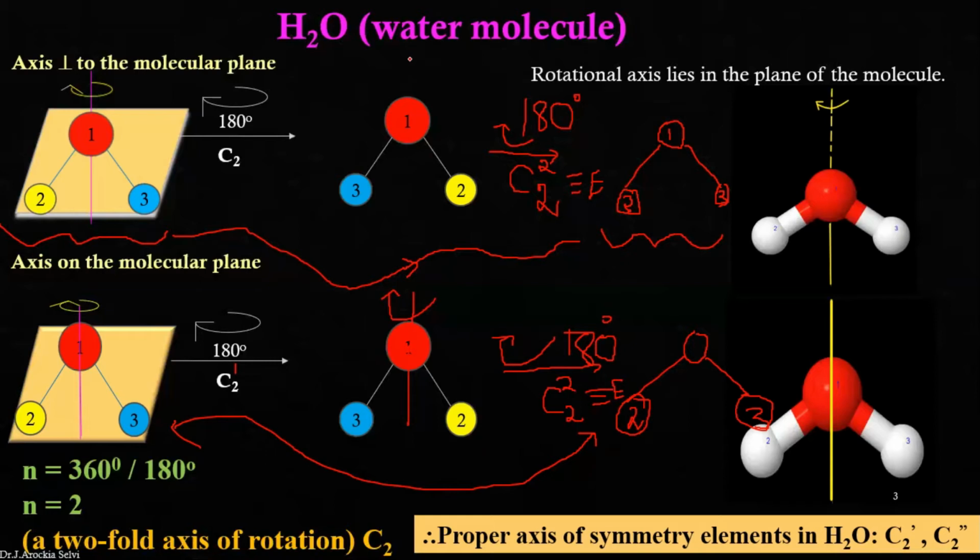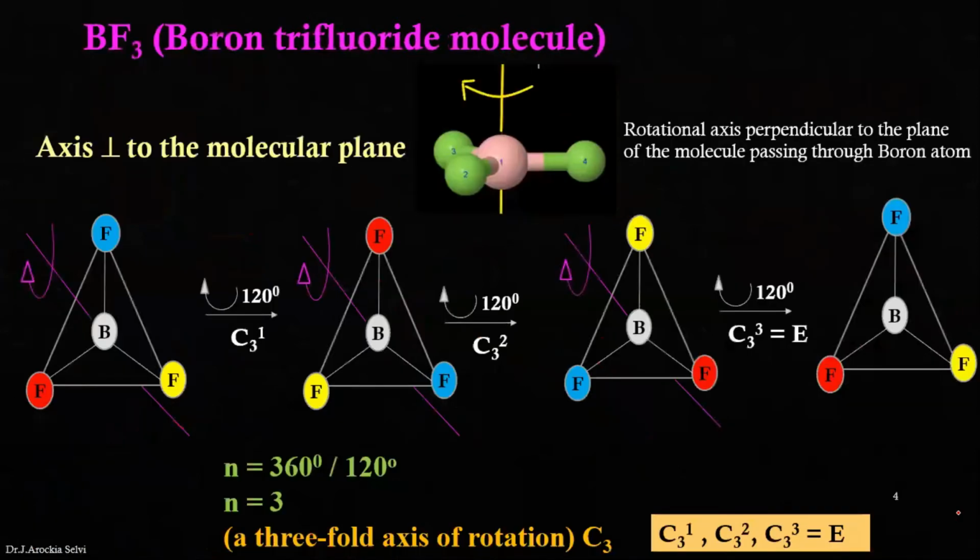Okay. So in this case, the axis was passing perpendicular through the oxygen atom. That is, it is passing through the plane like this, and here it is passing on the plane. So this is what is represented here, perpendicular to the plane, and here it is on the plane. So the H2O molecule possesses two different C2 axes, that is, two C2s are there, in which one is C2 dash and the other one is C2 double dash.